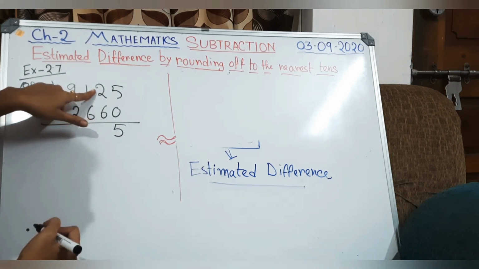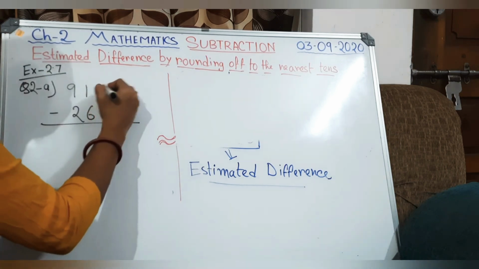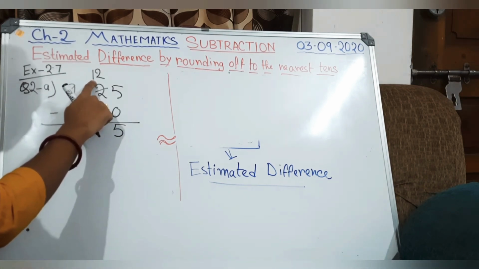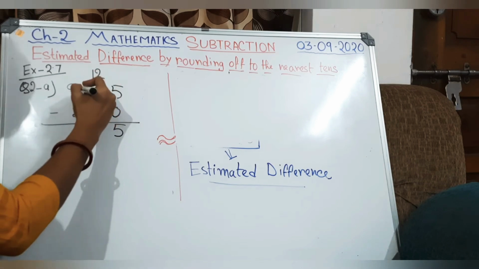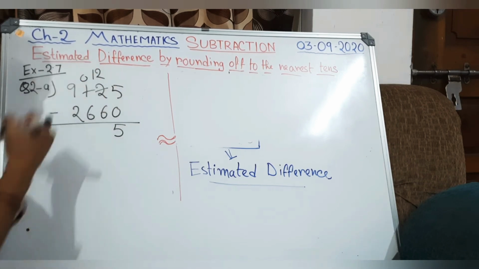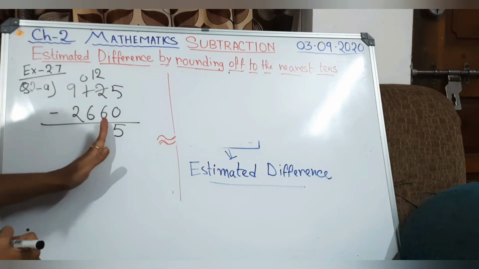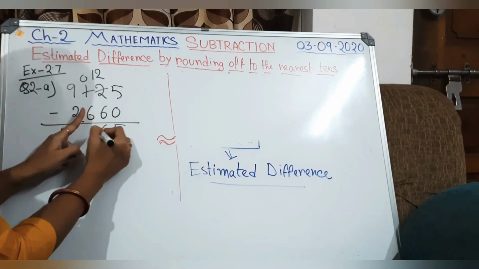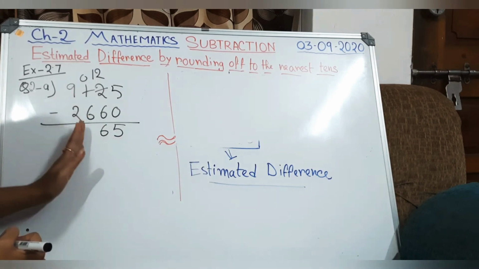2 is also a smaller number. So cut the 2 and make it 12. From where am I borrowing this one? From this one. So cut the 1 and write down 0 over here. Come back to your tens place. From 12 subtract this 6. 6 will come. Come back to your hundreds place.